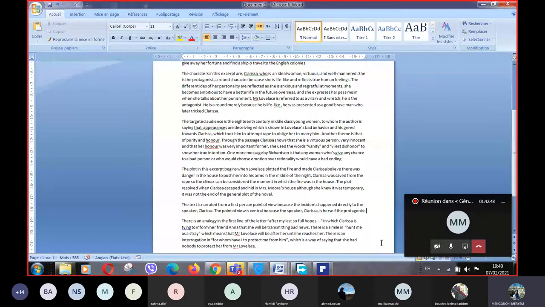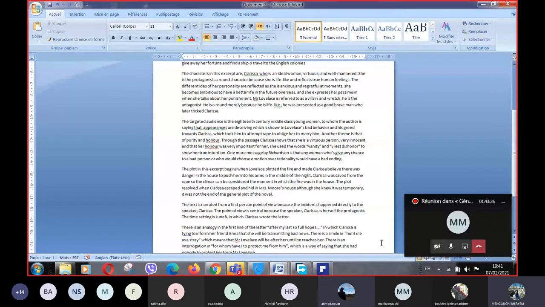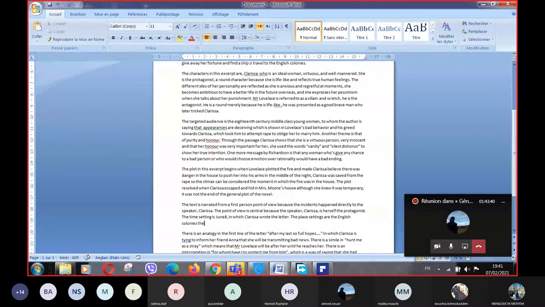So, time setting is June the 8th, which is the time in which Clarissa wrote the letter. Now, she also mentioned the English colonies. Why did she mention the English colonies? Where she was with Mrs. Moore. Okay, so she mentioned the English colonies, which is the place she wanted to go to escape her family and Lovelace. She also mentioned Hampstead.